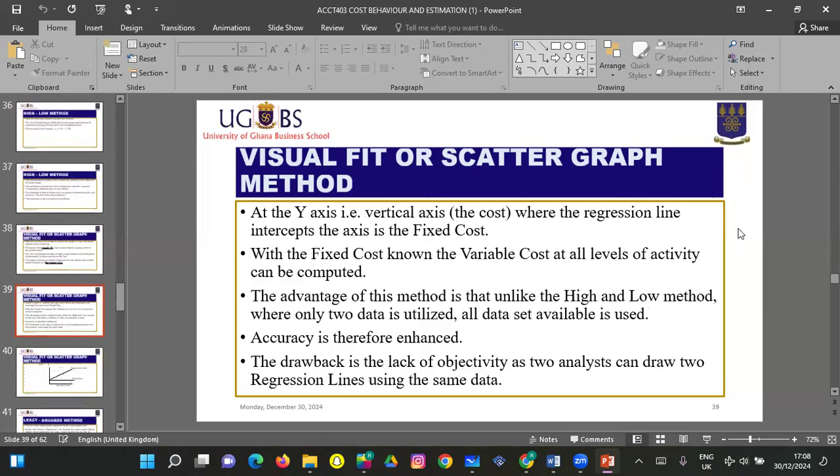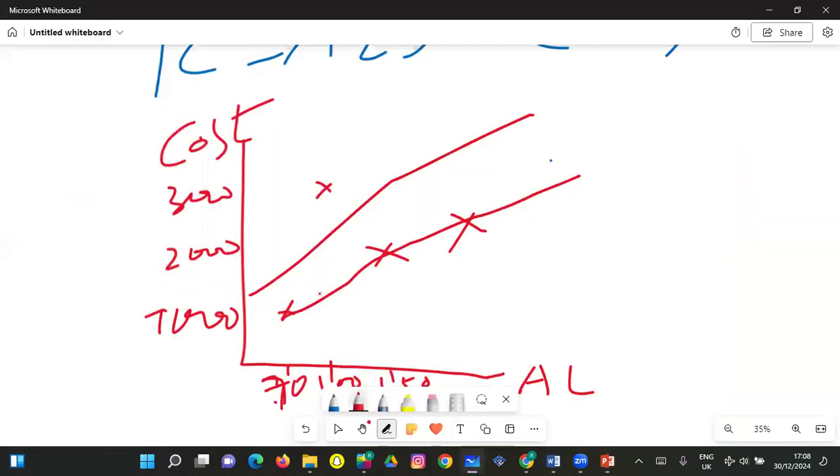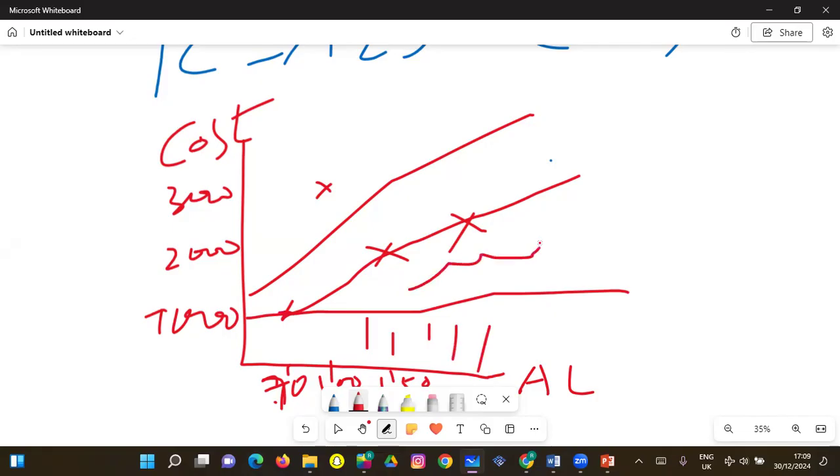So at the y-axis, the vertical axis, is cost. That's the cost where the regression line intersects the instance. So what it means is that here is the cost. Where it starts here, for example, becomes the first cost, right? And then anything within here becomes the what? The variable cost, right?